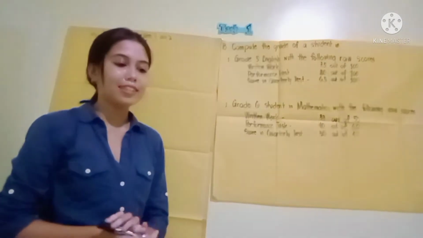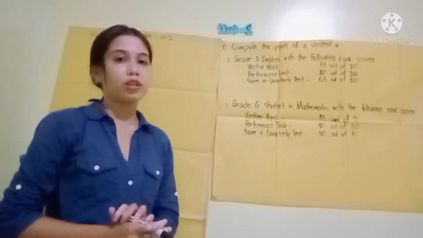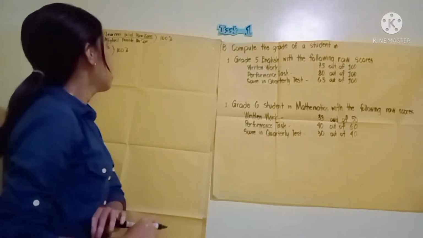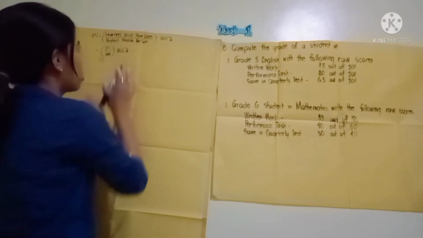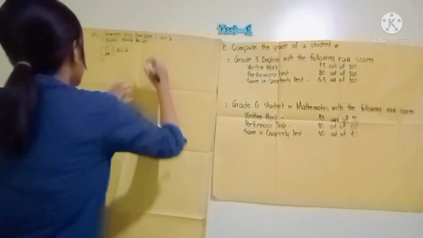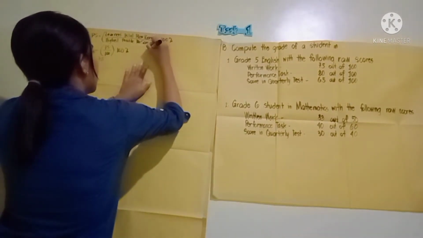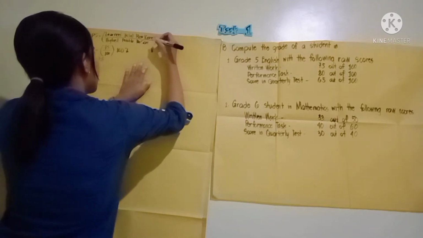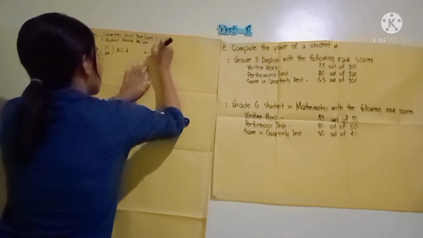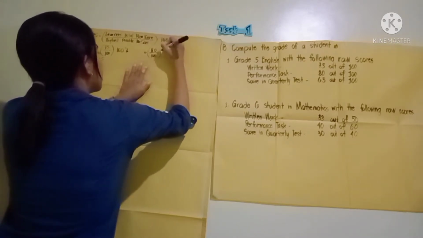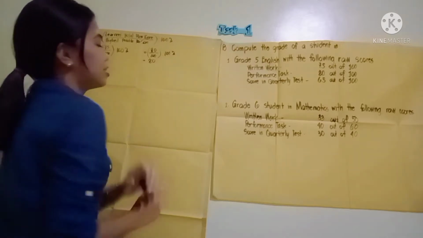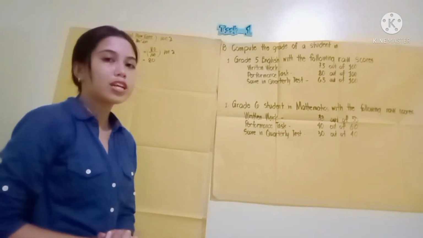So for the performance task, the student got 80 out of 100. So the same process in getting the percentage score. The formula is the PS over the total raw score over highest possible score times 100%. For the percentage score of the performance task, 80 over 100 times 100% equals 80.